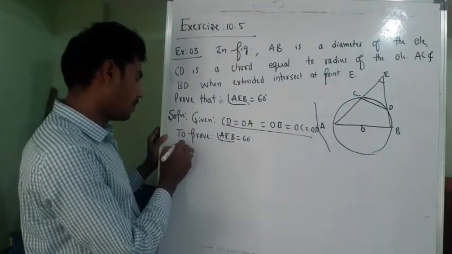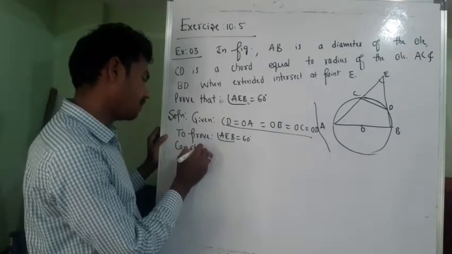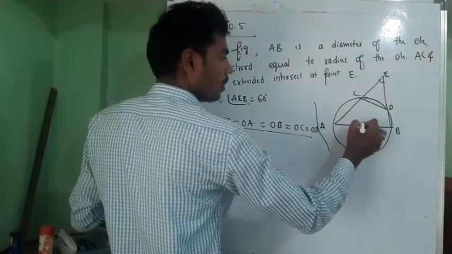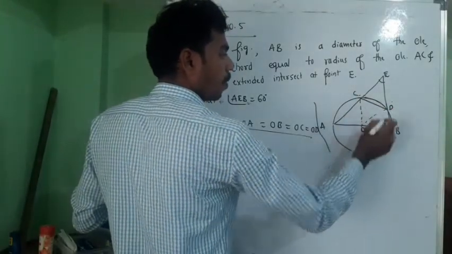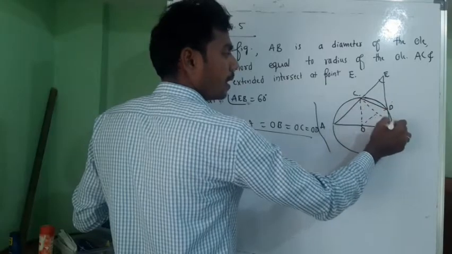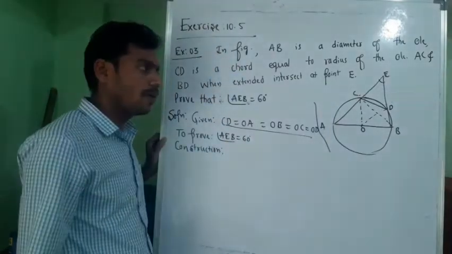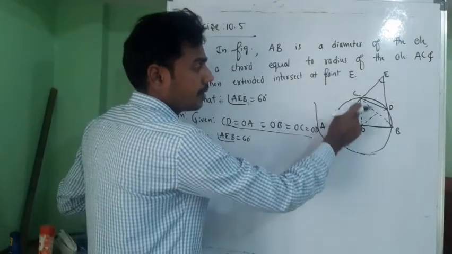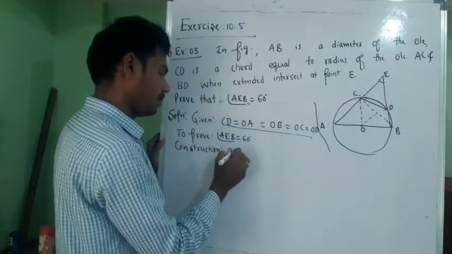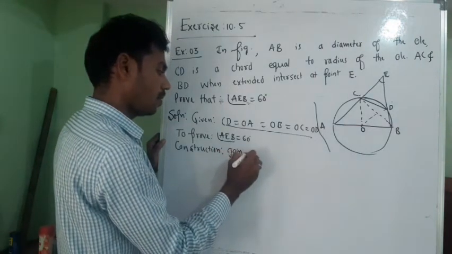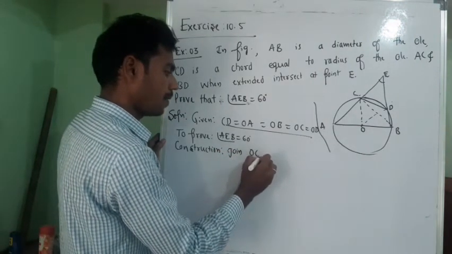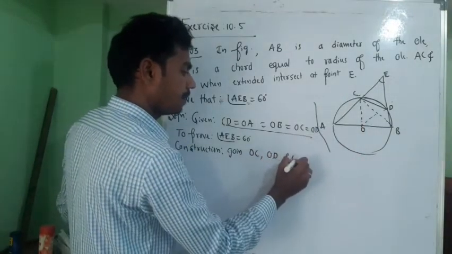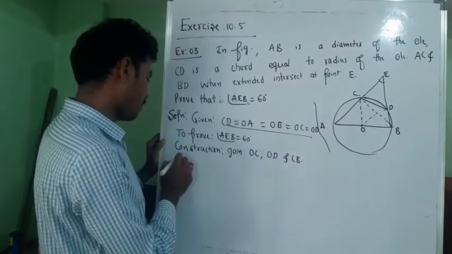So before that we need some constructional arrangement. What is that construction? Join OC, OD and CB. Join OC, comma OD and CB. Fine. Next, prove.